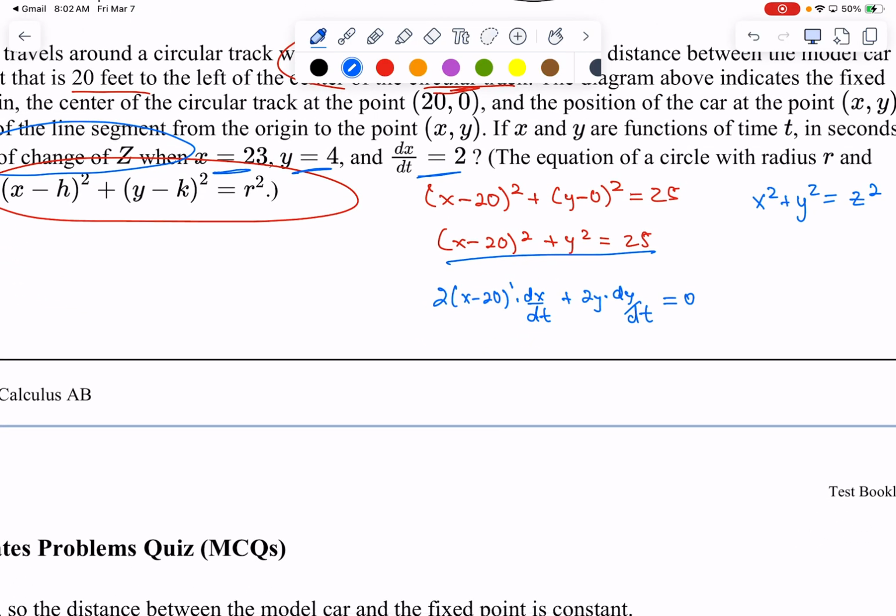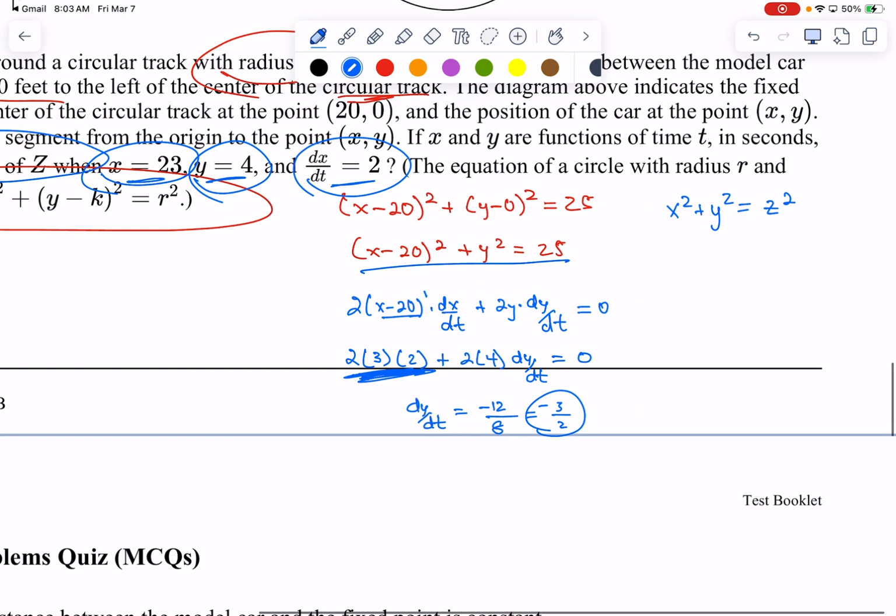Okay, what was x? It's 23, so 23 minus 20 would be 3. What's dx/dt? 2. Plus 2y, y is 4, and then we can find dy/dt. And then we can go back and find dz/dt. So this is going to be 12, is that correct? 12, move the 12 over, so dy/dt is going to be equal to negative 12 over what? 8, which will reduce to negative 3/2. Is that right? Okay, so we have that.